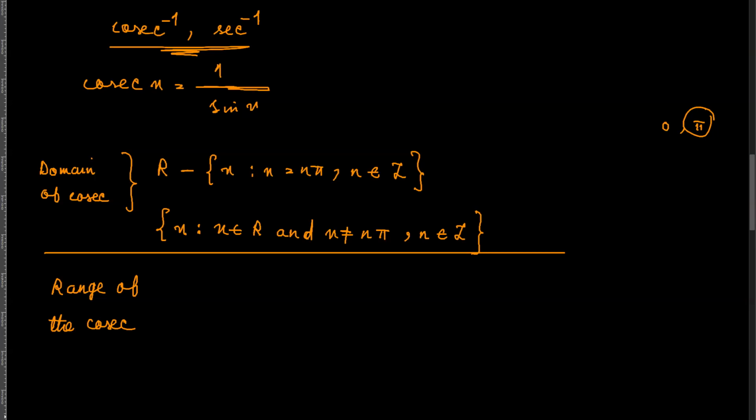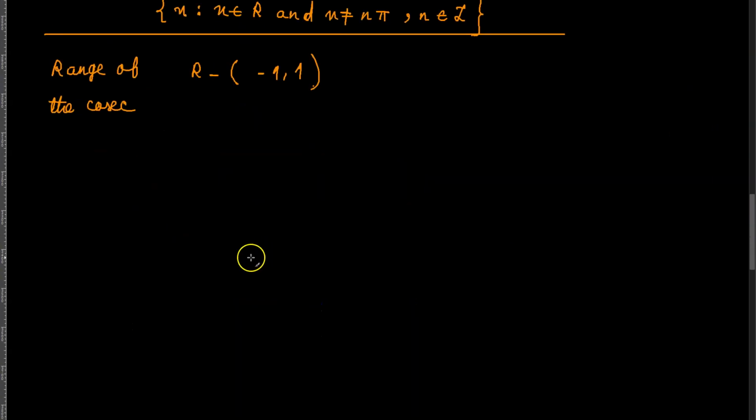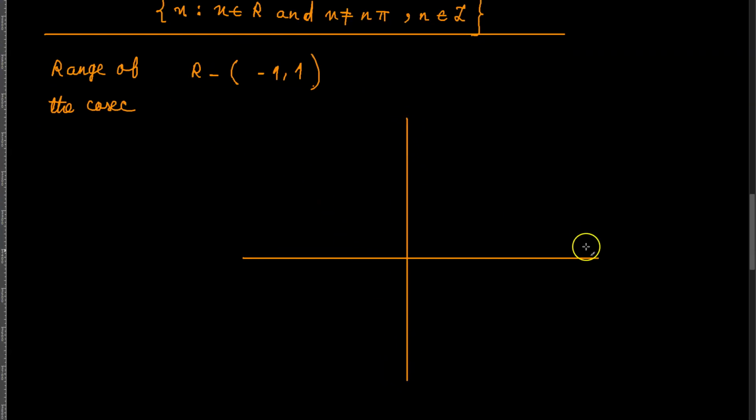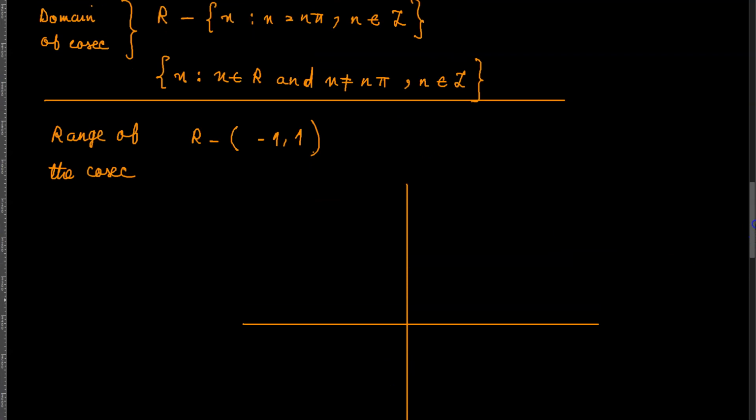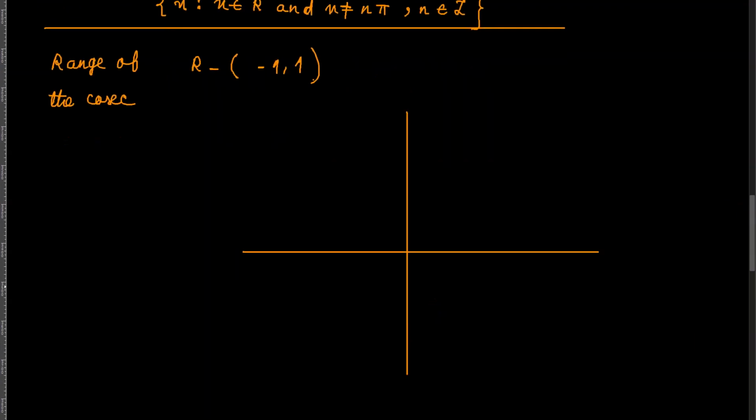The range of the cosecant function is R minus the open interval (-1, 1). We saw that the asymptotes occur at n times pi. For example, this is pi by 2, this is pi, so that would be one of your asymptotes.